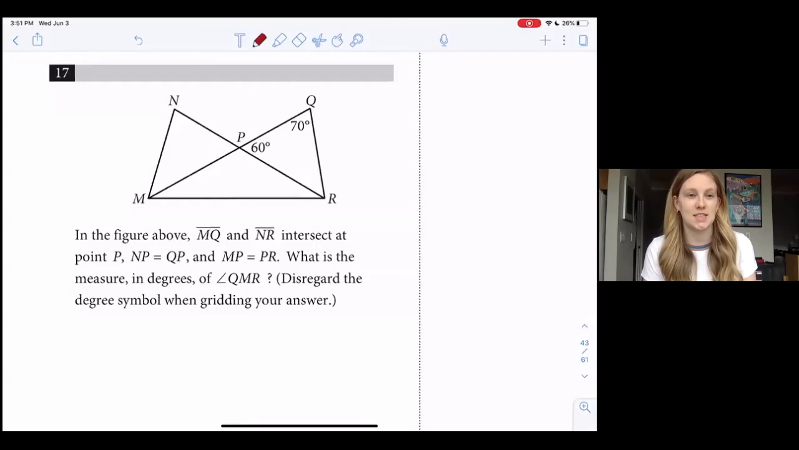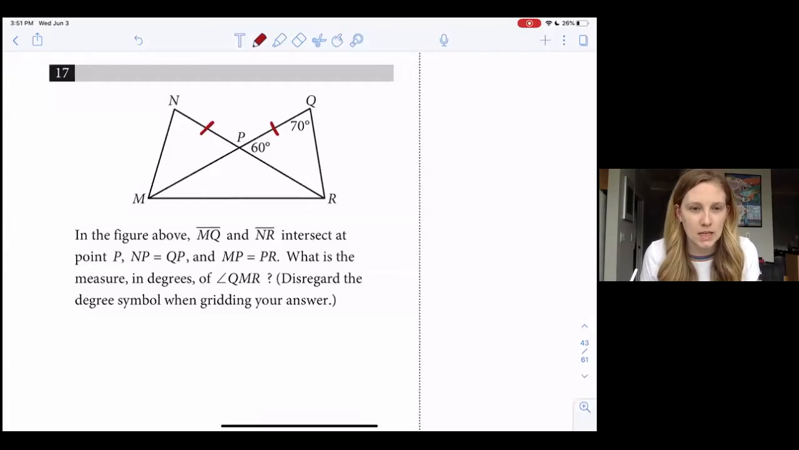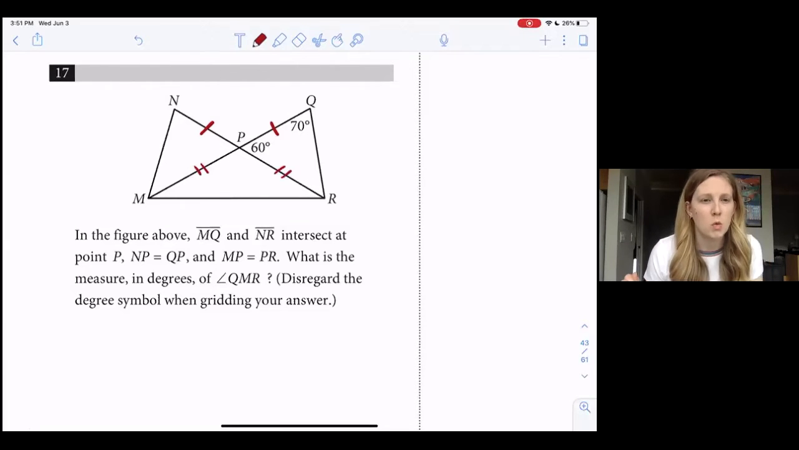So number 17 is throwing some geometry our way, which there's not a ton of on SAT math, but we still need to know it because here it is waiting for us. So this problem says, in the figure above, line MQ and NR intersect at point P. NP equals QP. I'm going to mark this as we go. So NP equals QP and MP equals PR. What is the measure in degrees of QMR?